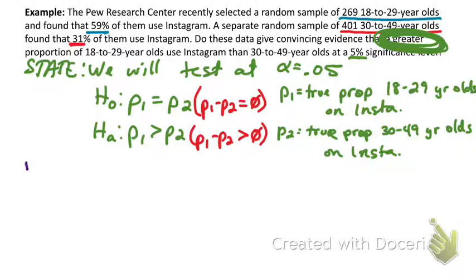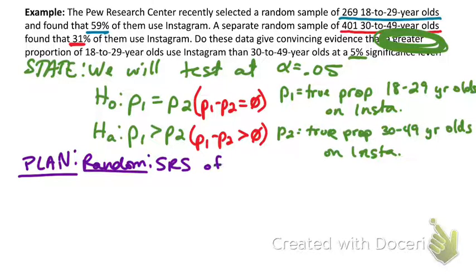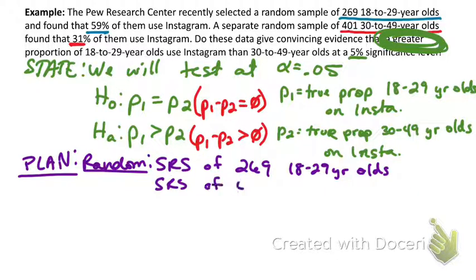We get to plan, and you guys, we get to plan everything not once but twice. Wow, this is so exciting. Random. We have an SRS of 269 18 to 29-year-olds, and we have an SRS of 401 30 to 49-year-olds. Yay. We have ourselves 2 SRSs. Woohoo!